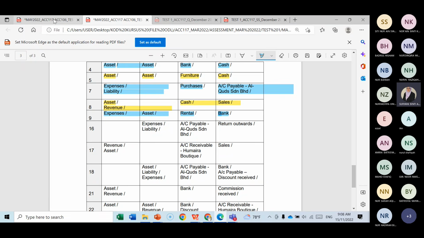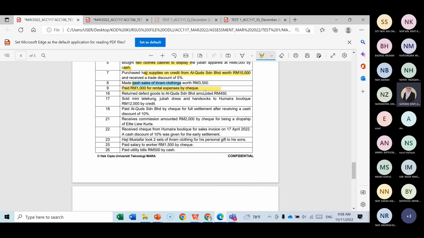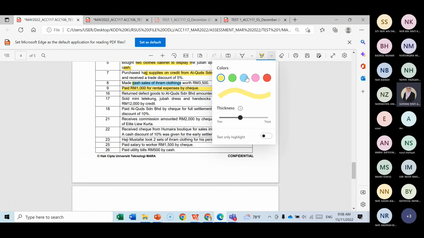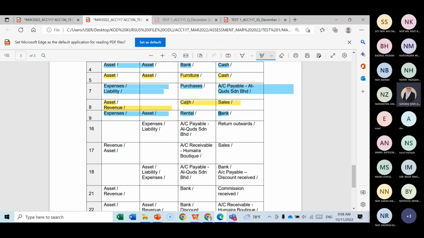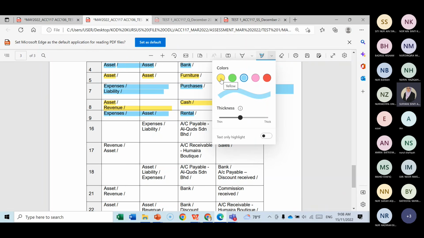Okay, let's move to 16th of April. Return defect goods to Al-Quds. Who is Al-Quds? Al-Quds is our accounts payable. It's our creditor. We bought from Al-Quds before. Now we want to return the defect goods. Okay, so what is the effect when you return the defect goods to Al-Quds? Decrease in expenses and liability. Very good. Because you have returned the goods that you have purchased before.